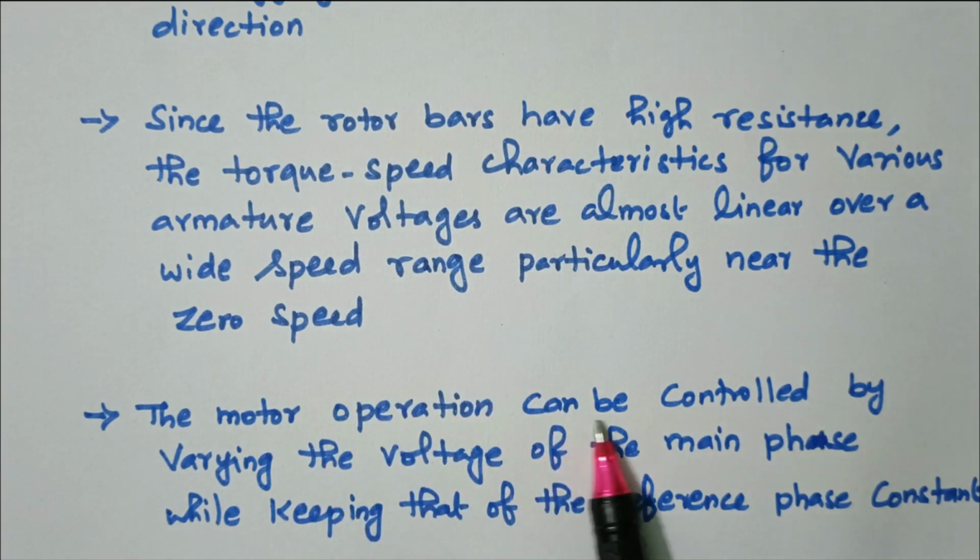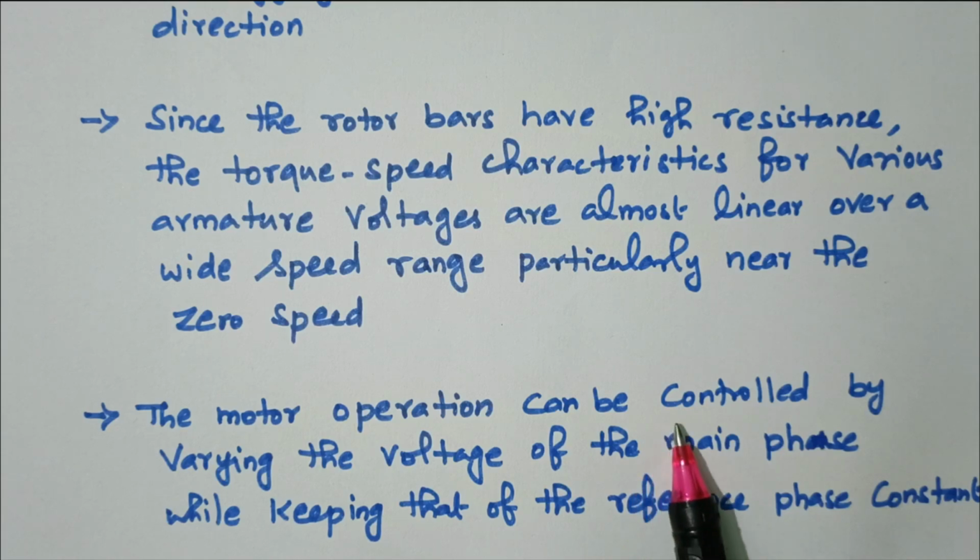The motor operation can be controlled by varying the voltage of the main phase while keeping that of the reference phase constant. By keeping the reference phase constant and controlling the main phase, we can control the operation of this motor. I will go to the three-phase AC servo motor. This is about the two-phase.